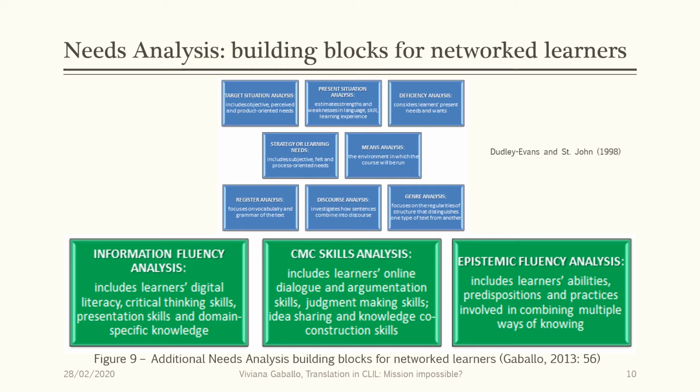The first building block concerns learners' information fluency, that is, the learner's level of digital literacy. This integrates the ability to collect the information necessary to consider a problem or an issue, the abilities to employ critical thinking skills in the evaluation and analysis of the information and its sources, and the abilities to formulate domain-specific logical conclusions and present these conclusions in an appropriate and effective way.